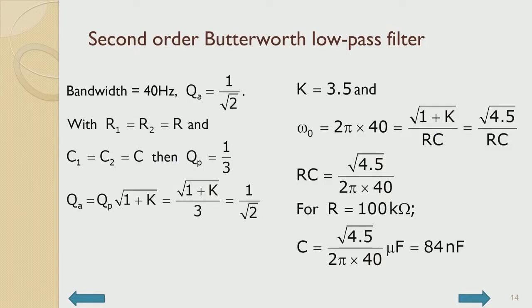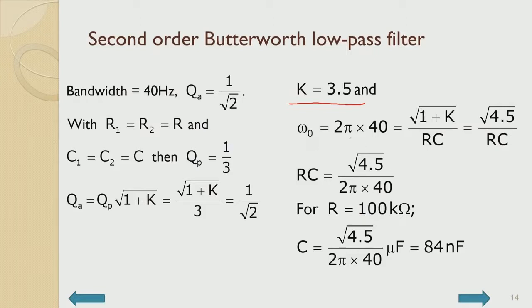So, let us design a second order Butterworth low pass filter. Bandwidth equal to 40 hertz, Q a is 1 over root 2 for the second order Butterworth. R1 equal to R2 equal to R, C1 equal to C2 equal to C, Q p is equal to 1 by 3, and therefore Q a is equal to 1 by 3 into root of 1 plus k equal to 1 over root 2, which gives k value of 3.5, that is the k.